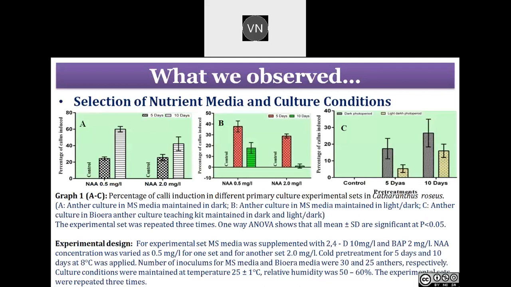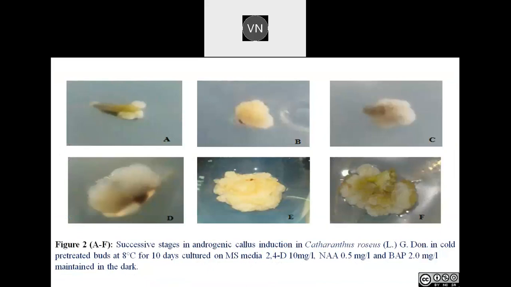Now, what did I get? As you can see, the first graph represents the percentage of response obtained when I cultured the anthers in complete dark condition. For the detailed experimental design, you can see the bottom of the slide. The middle graph represents the 16-hour light plus dark condition, and the third graph represents the anther culture in the Bioera culture kit. Out of these three conditions, when I selected nutrient media and culture condition, I found that the complete dark period is required and the modified MS medium is superlative compared to the other two. Next, please.